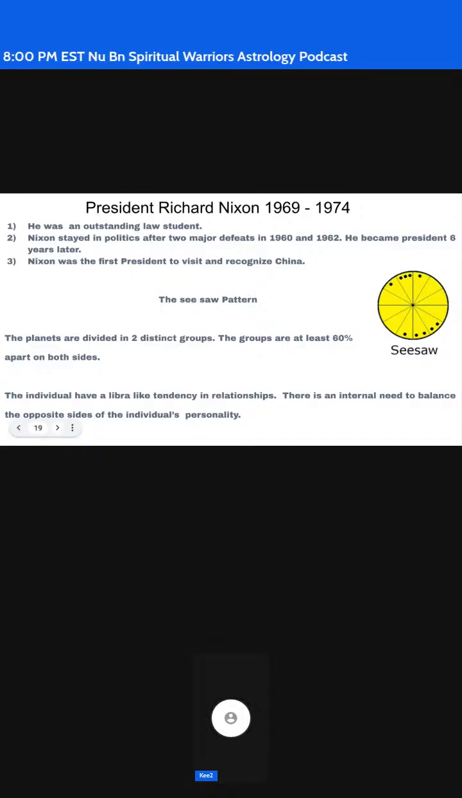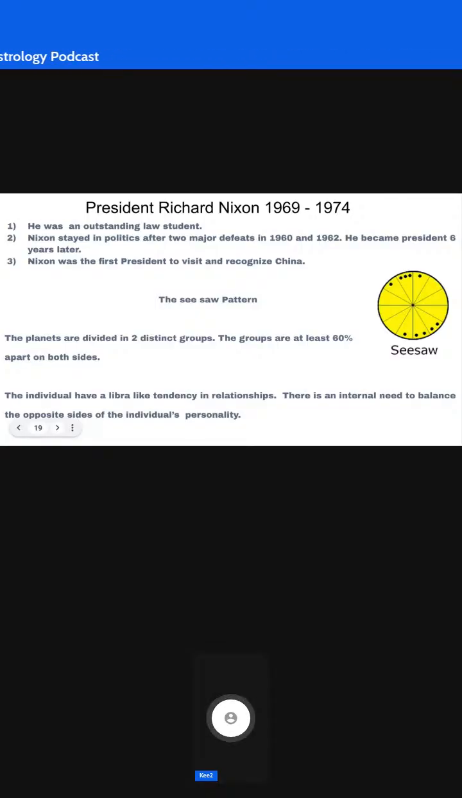President Richard Nixon, 1969 to 1974. He had a seesaw pattern. He was an outstanding law student. Nixon stayed in politics after two major defeats in 1960 and 1962. He became president 6 years later after two major defeats. Nixon was the first president to visit and recognize China. Also, President Nixon was part of the Watergate scandal that had him resign from office.